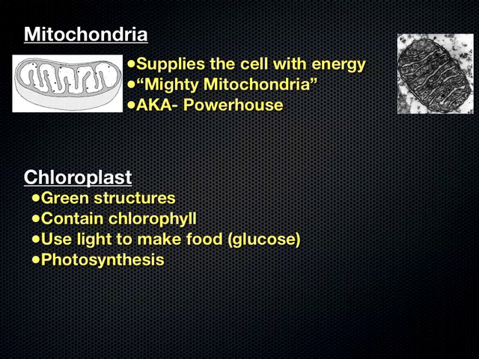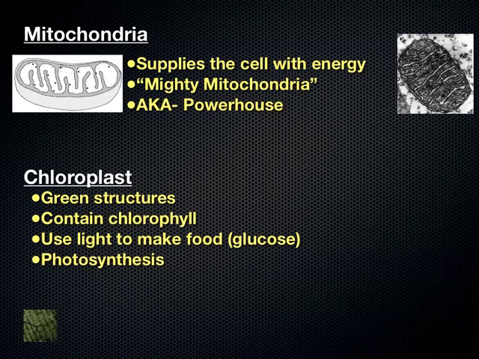All right. So the process that happens inside of these chloroplasts is called photosynthesis. Photo means light. Synthesis means making things. So in photosynthesis, light energy is used to make glucose.